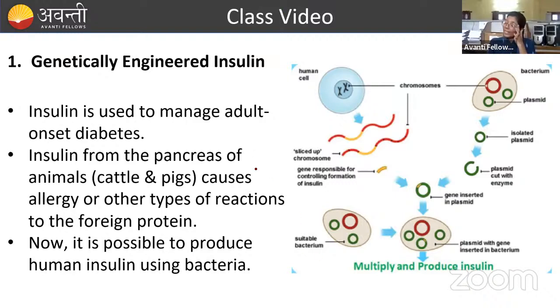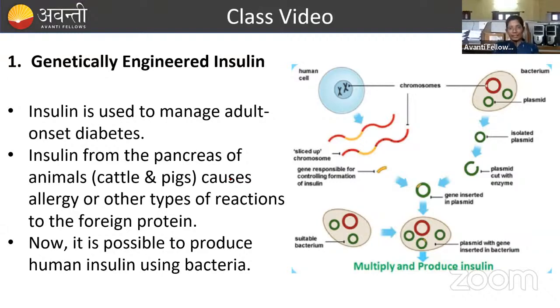Diabetic patients are those who cannot produce proper insulin, or the required amount of insulin, so the glucose is not converted into glycogen. If insulin is produced, the extra glucose is converted into glycogen. Otherwise, the glucose remains as it is, and the sugar level in our body increases. At that time, since the body is not able to produce proper insulin, we take insulin externally through injections or tablets.